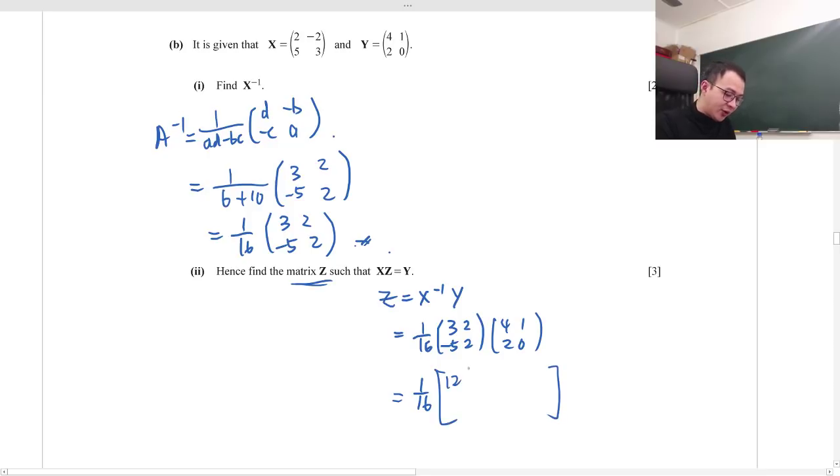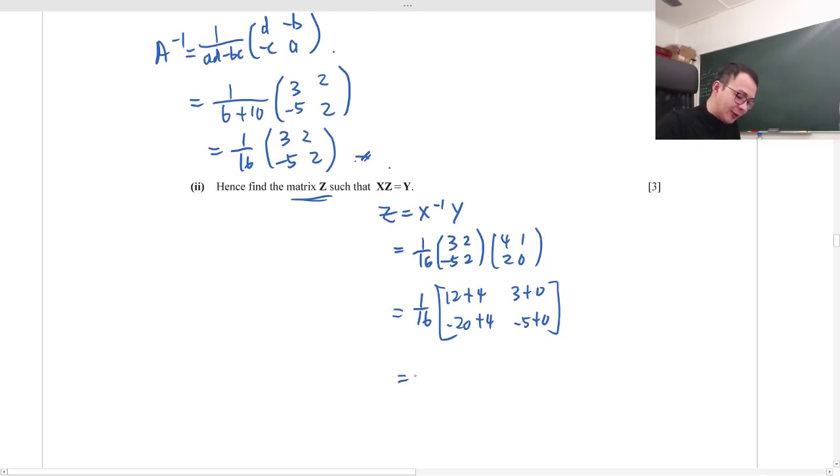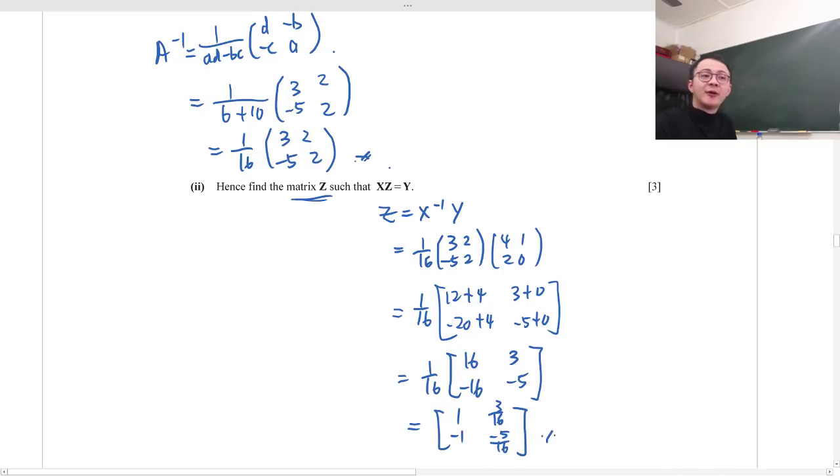So this is 12 plus 4. Alright, 12 plus 4. And then this is 3 plus 0. This is negative 20 plus 4. And then this one is negative 5 plus 0. I hope I didn't make any mistake here. So this is 1/16 times 16, 3, negative 16, negative 5. So if I multiply in, I should get 1, 3/16, negative 1, negative 5/16. Alright, should be quite simple.